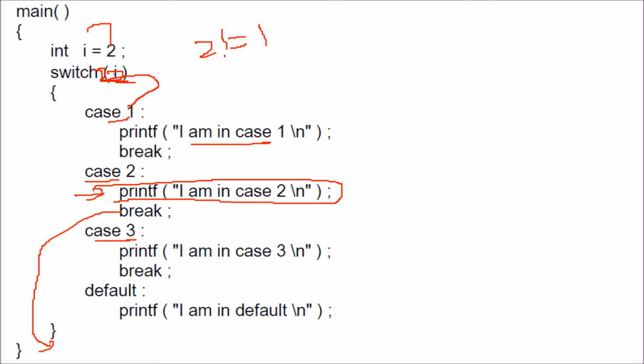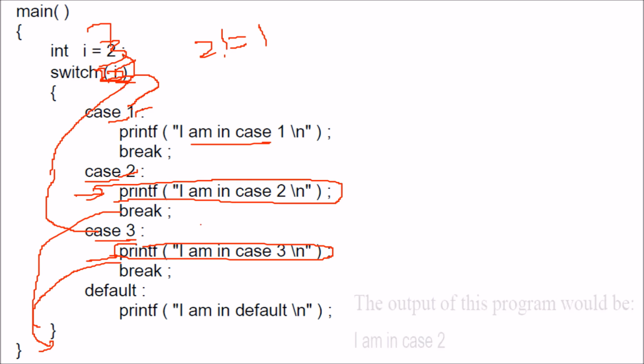If at all this i was 3, this 3 will be matched with 1, 2, it will not match. It will come to 3 and then this will be printed only. And after this, we have a break. So we'll come out. The corresponding case which matches with the switch entry will only be printed.